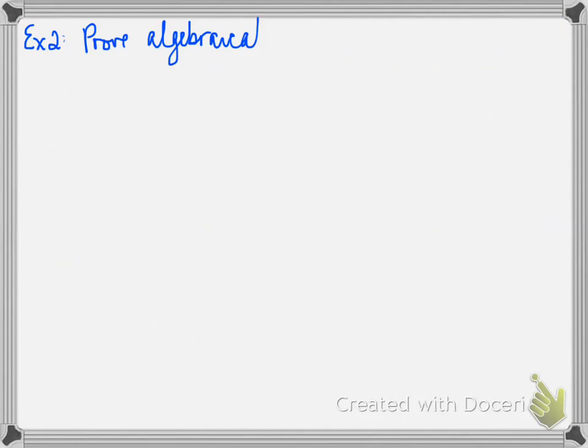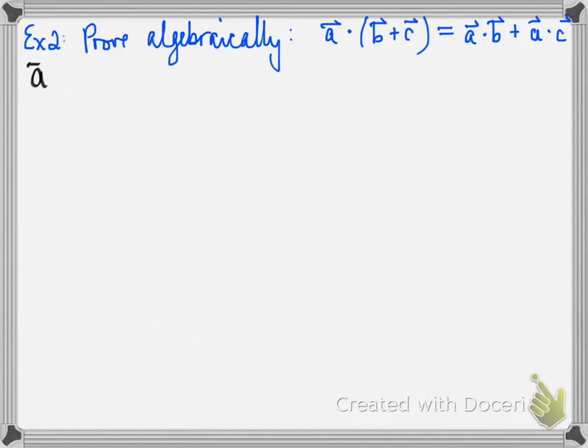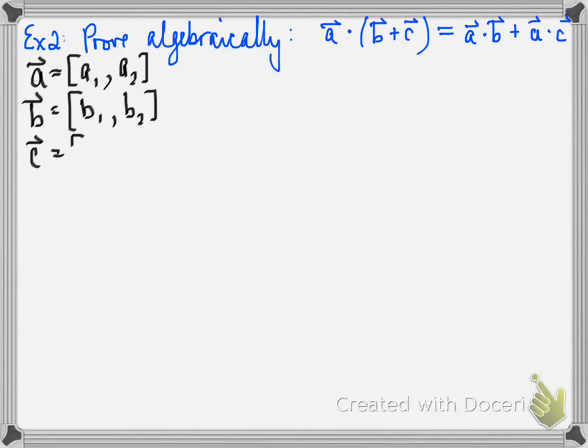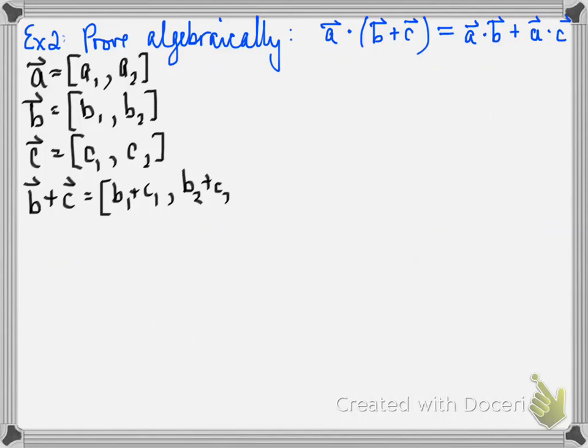In this question, example 2, we need to prove algebraically that the dot product of a sum is equal to the sum of the individual dot products. So we set it in 2-space for practicality's sake. We have A, B, and C in 2-space as A1, A2, B1, B2, C1, and C2. We also need to note that vector B plus vector C is equal to the components B1 plus C1 and B2 plus C2.